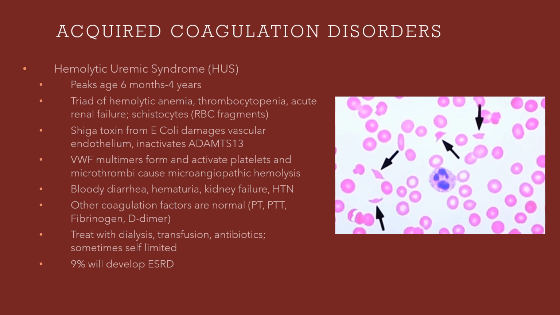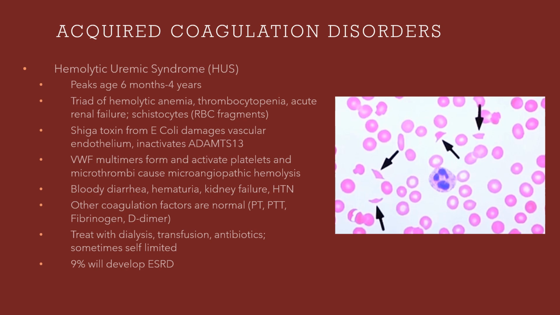So now we'll talk about coagulation disorders that can occur in life that are not congenital. So hemolytic uremic syndrome, or HUS, peaks in young children ages 6 months to 4 years old. We'll see a triad of symptoms: hemolytic anemia, thrombocytopenia, and acute renal failure. So anemia and thrombocytopenia separate, to contrast from those isolated thrombocytopenia disorders that we had before, and then kidney problems and anemia. We might see the presence of schistocytes, which you can see on the path smear on the right, which are red blood cell fragments.